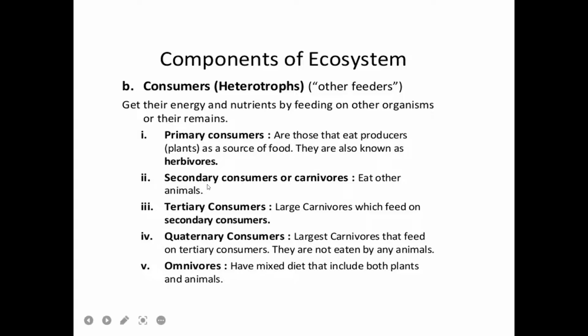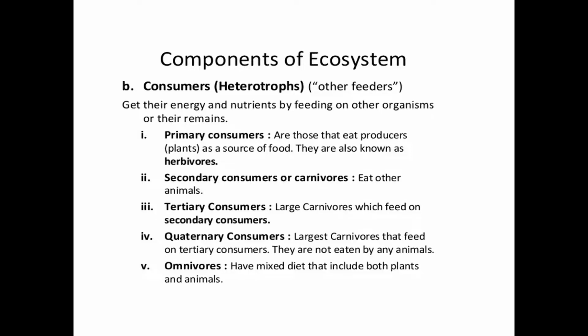The next one is the secondary consumers, also known as carnivores, which eat other animals. The organisms which depend on other organisms for food are called secondary consumers or carnivores. The next one is the tertiary consumers. Tertiary consumers are large carnivores which feed on secondary consumers. They depend on the secondary consumers for their energy or food. Then quaternary consumers are the largest carnivores and feed on tertiary consumers. They are not eaten by any animals.